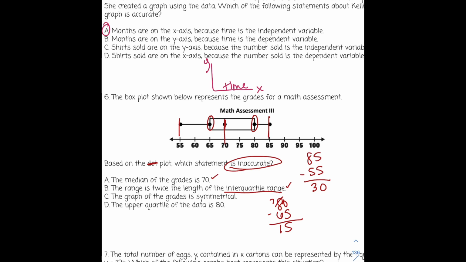The graph of the grades is symmetrical. So looking at this full box plot, is it symmetrical? This length is not the same as that length. This is not directly in the center. It is not a symmetrical graph. And then let's check to make sure. It says the upper quartile of the data is 80. That's this mark right here. That is true. Answer is C.